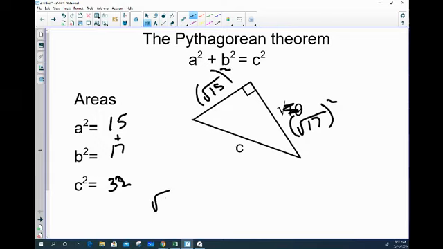I take the square root of c squared. It gives me c. I take the square root of 32. It gives me approximately 5.7. It's an irrational number, so we're going to leave it as the square root of 32. So the c is the length of the square root of 32.